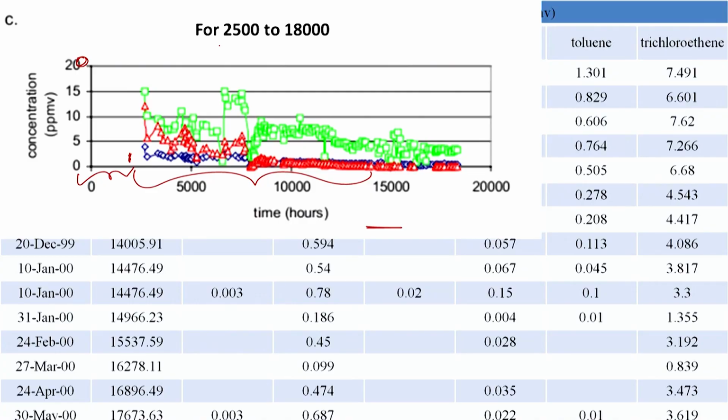So again, this is from 2500 to 18,000. Again, what do we see here? We see that the relevant people let the system rebound or equilibrate, they stopped pumping. So the system equilibrates, then they kept pumping, again they pump it up again.